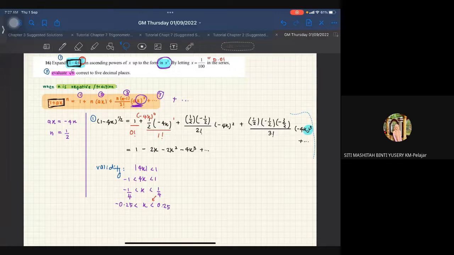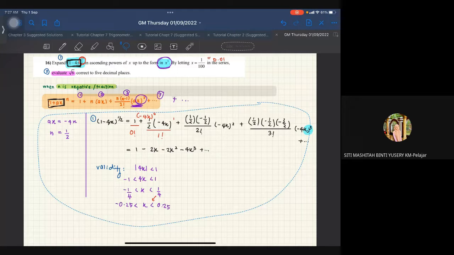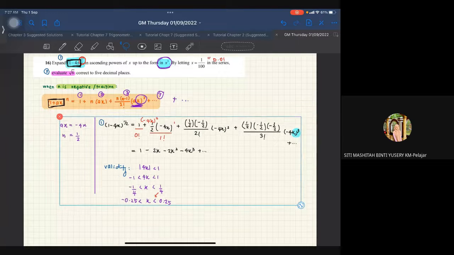Okay, so let's. Saya kecilkan kejap yang ni. Kejap. Resize. Kecilkan.